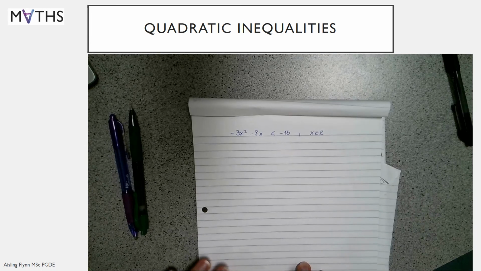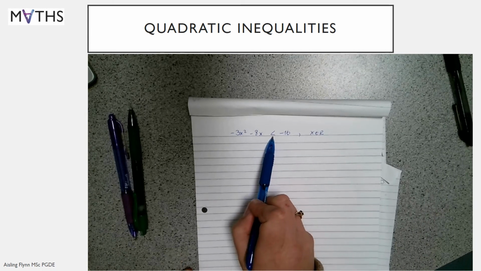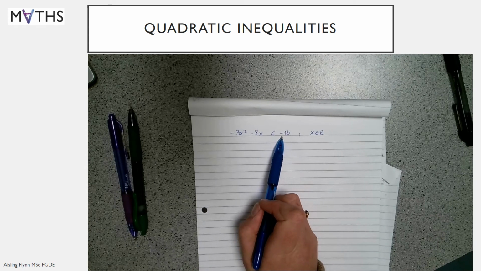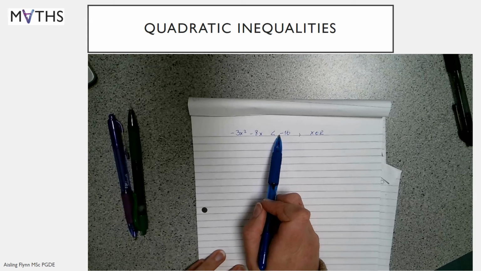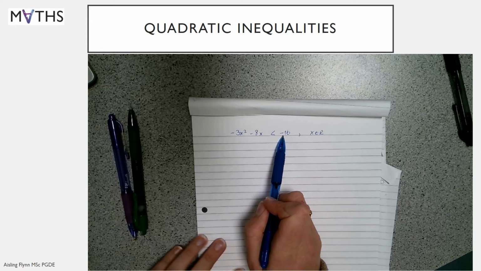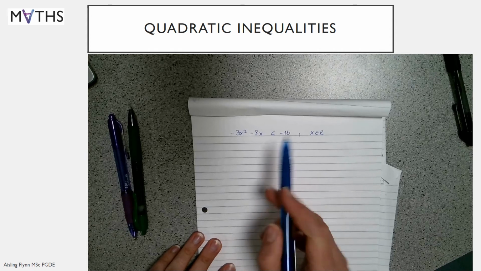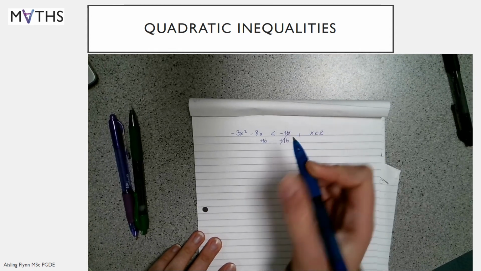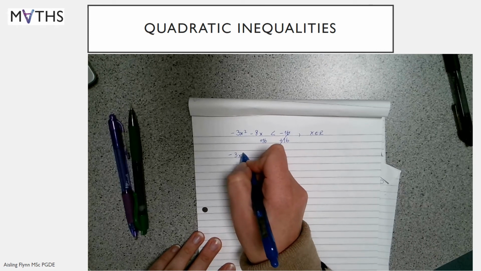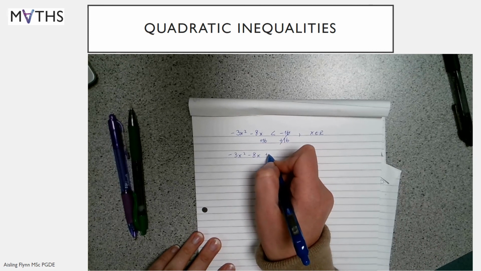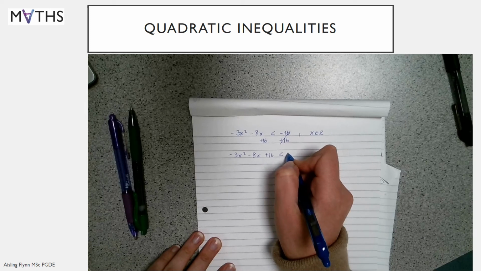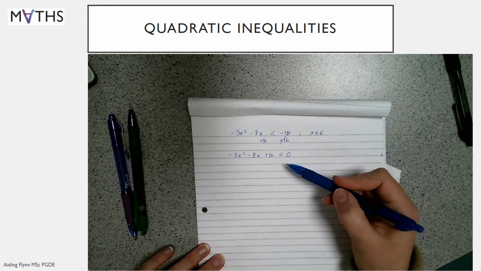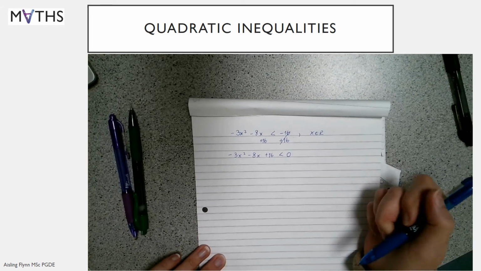Okay, so another example. This time we don't have less than 0. So how would we solve it? We can make this side 0. Just like a regular equation, I'm going to add 16 to both sides. And we get minus 3x squared minus 8x plus 16 is less than 0, and this is what we're going to solve. It will give us the same solution as the version above.